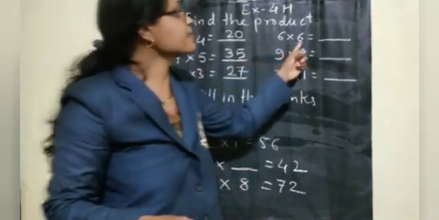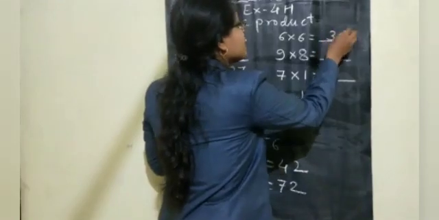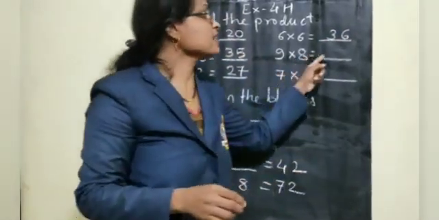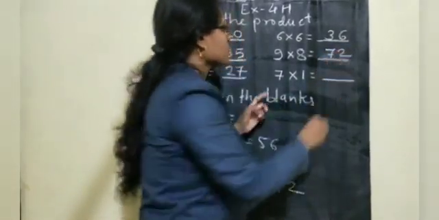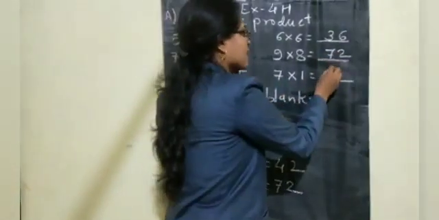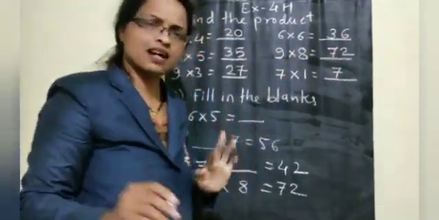Now 6 6s are how much children? 6 6s are 36. So you write here 36. 9 8s are how much? 72. So you write your answer 72. 7 1s are 7. Like this you have to ask how much and get your answer.